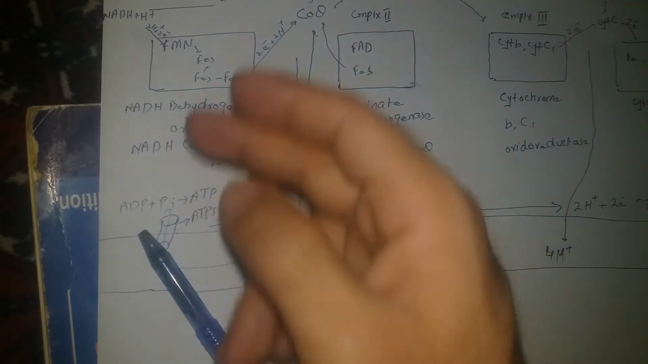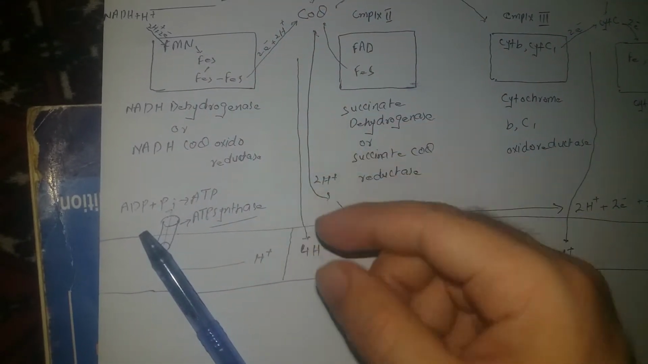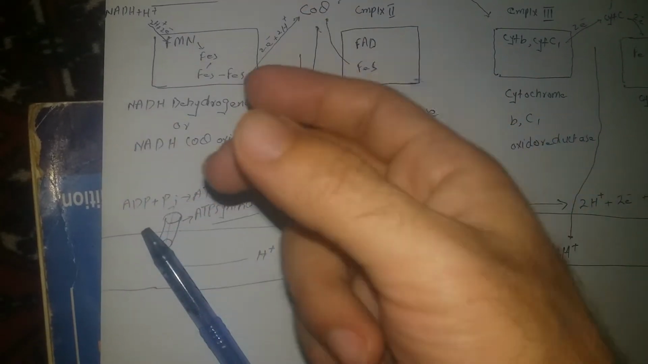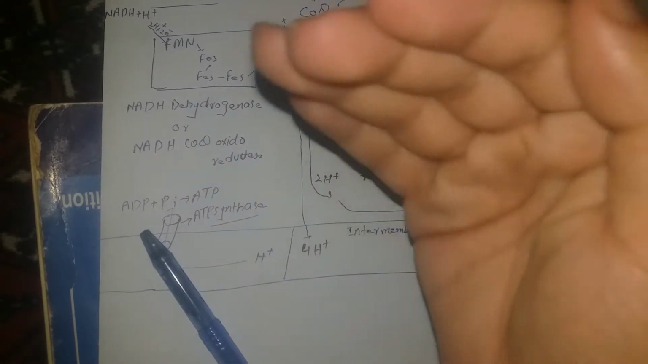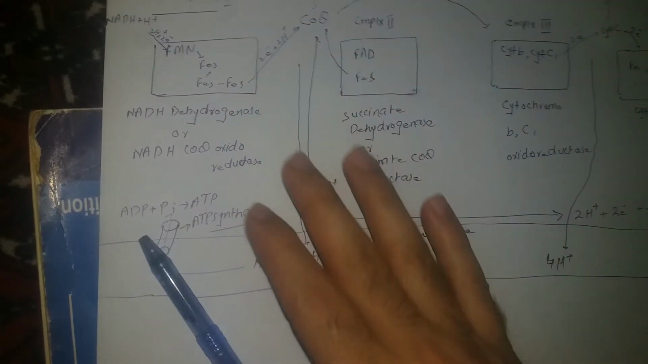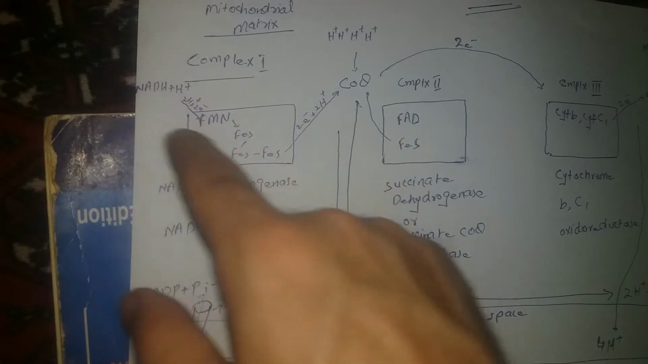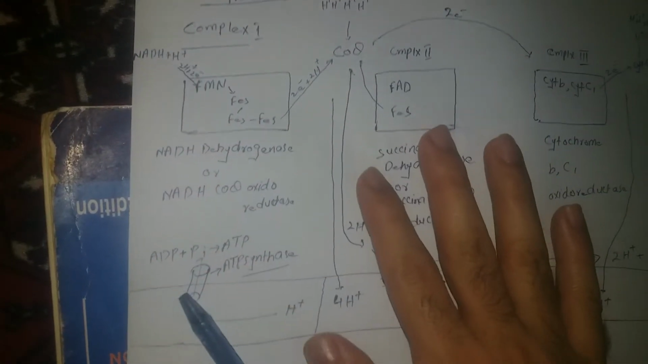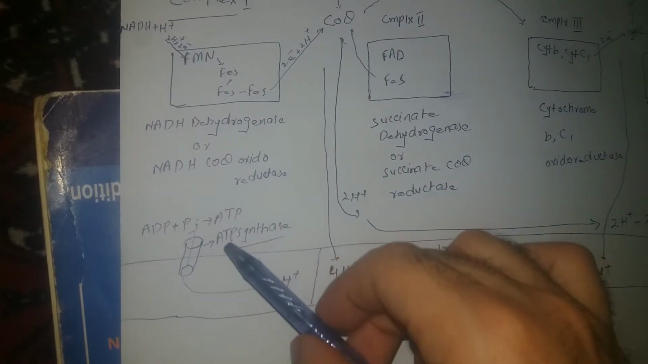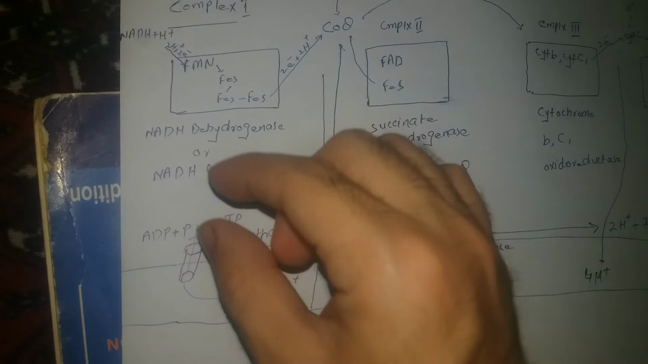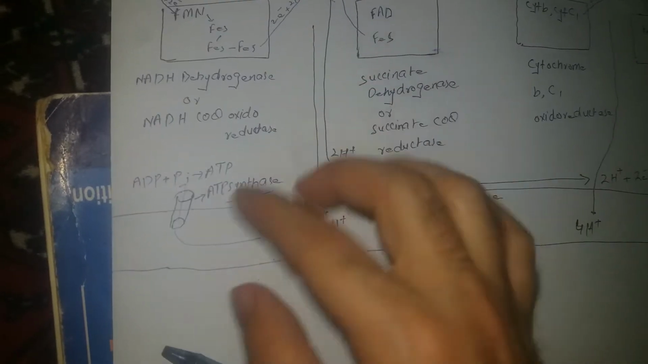When the protons are moving through the F0 component, it causes the F1 component, which has subunits alpha and beta, to rotate. When they rotate, ATP will be formed. That's why this process is also called oxidative phosphorylation, because in the first step oxidation of NADH occurs, meaning removal of hydrogen or removal of electrons, and in the last step phosphorylation occurs. Phosphorylation means addition of phosphate to any compound. So in the last step phosphate is added to ADP.